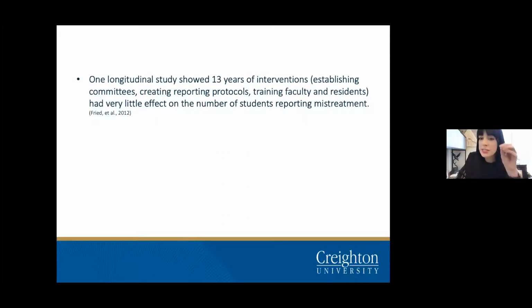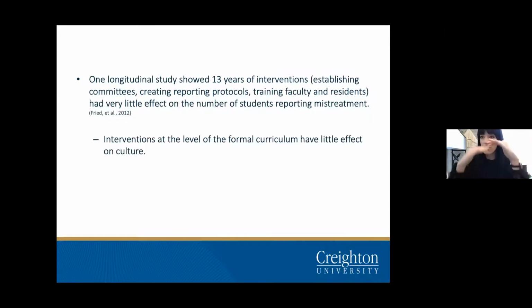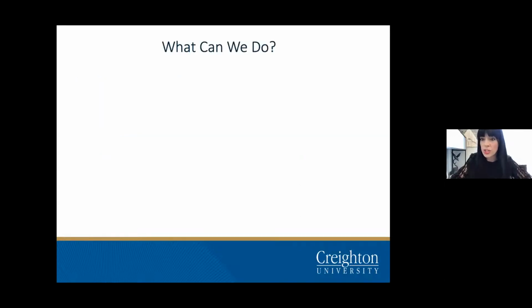And the disappointing thing is that a longitudinal study of 13 years of interventions, establishing committees and reporting protocols and doing faculty development, had very little effect on the number of students who reported mistreatment. 13 years of intentional intervention. So interventions at the level of the formal curriculum, creating policies, have very little effect on culture. So what can we do? How do we change culture?